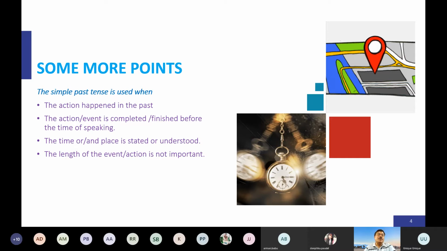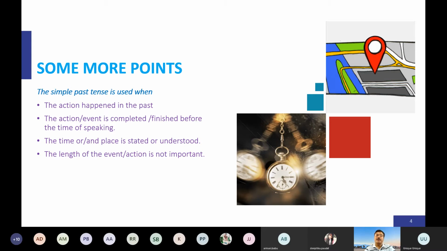Simple past tense is used when the action happened in the past. The action or the event is completed and finished before the time of speaking. The time or place is stated or understood, and the length of the event or action is not important. So these are some other words we use with simple past tense.